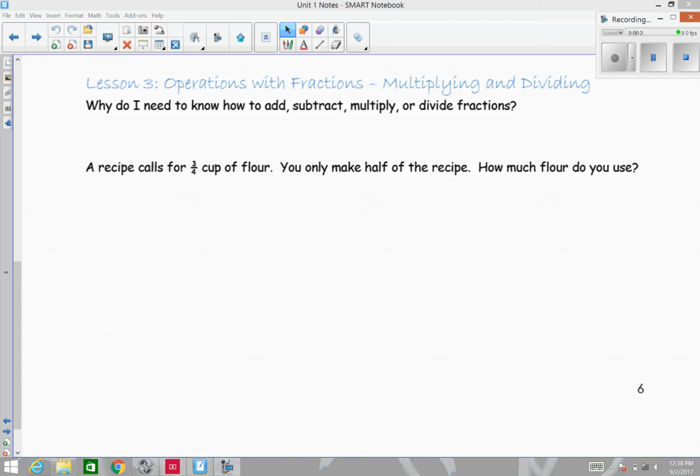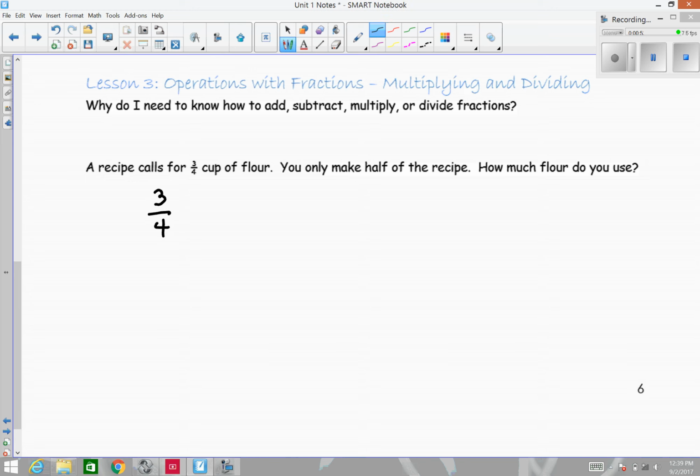You might be wondering, why do I need to know how to do this? Well, we're going to take a look at one practical application. I've got a recipe that calls for 3/4 cups of flour. This is actually a cake recipe that I have, but I only want to make half of it, and I'm not sure how much flour to use. So what I'm really thinking is if I'm making a full recipe, then I need 3/4 of a cup.